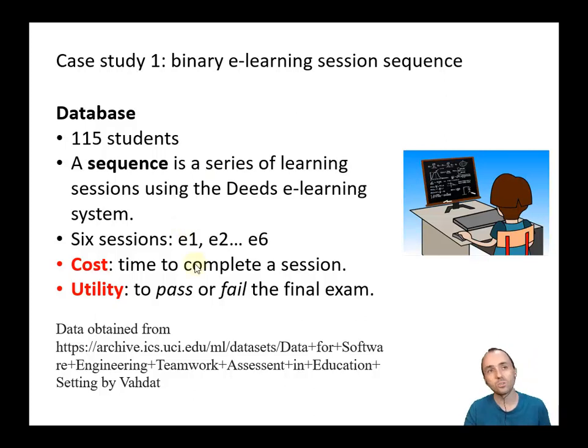So we use some data that is public data from the DEEDS e-learning system. There was 115 students that did 6 learning sessions called E1 to E6. And the cost is the time to complete a session, and the utility means to pass or fail the final exam. So we have many sequences by students, and we have the cost, the time they spend on each learning session, and we have the result, which is a pass or fail, the binary utility. So this is the first problem we described before.